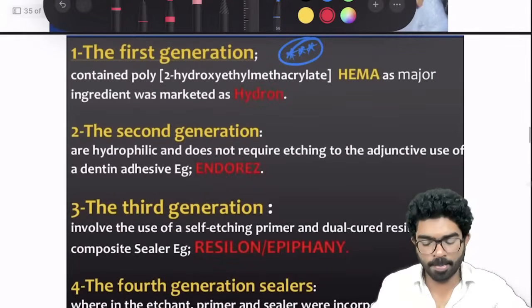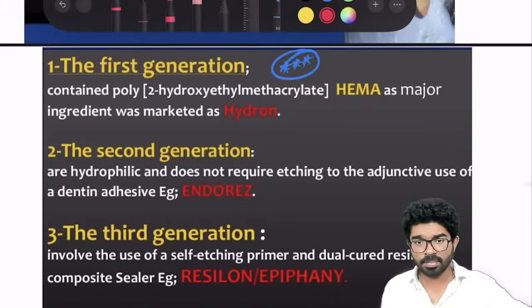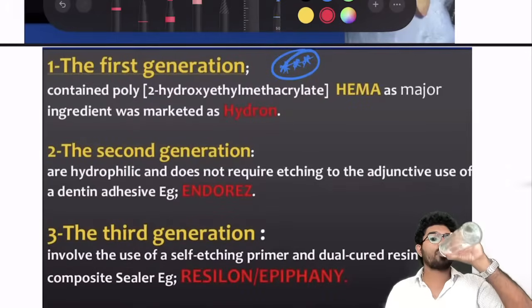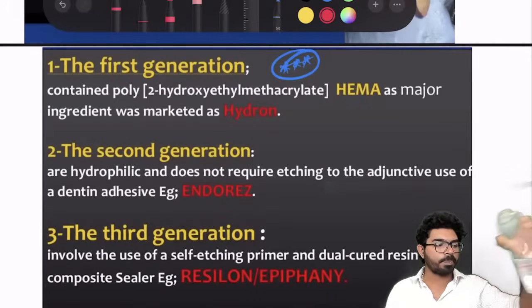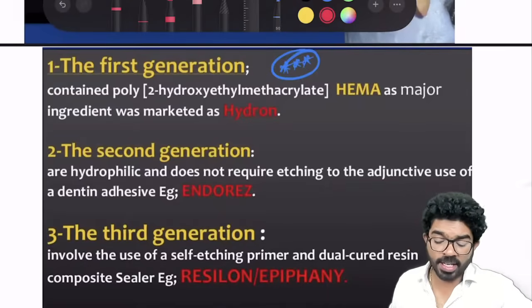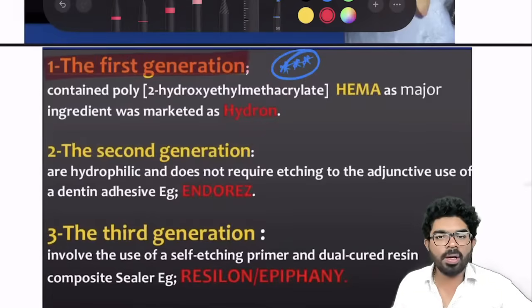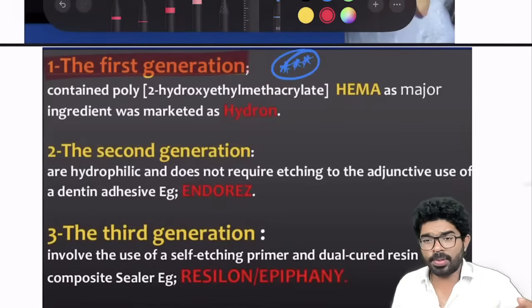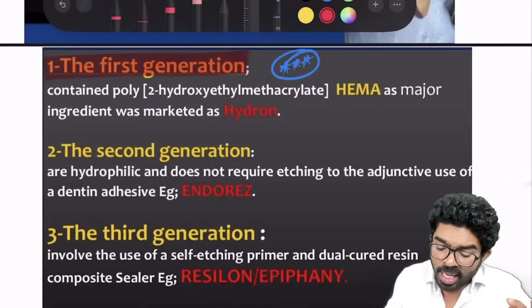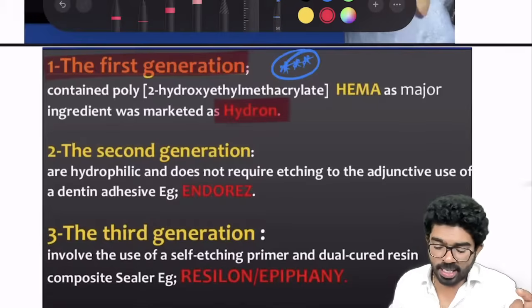Last but not the least part of today's class is the generations of bonding agents which are used in endo. The first generation examples are important. They were already asked in NEET 2018. Hydron comes under which generation of bonding agents in the root canal system? It comes under first generation.